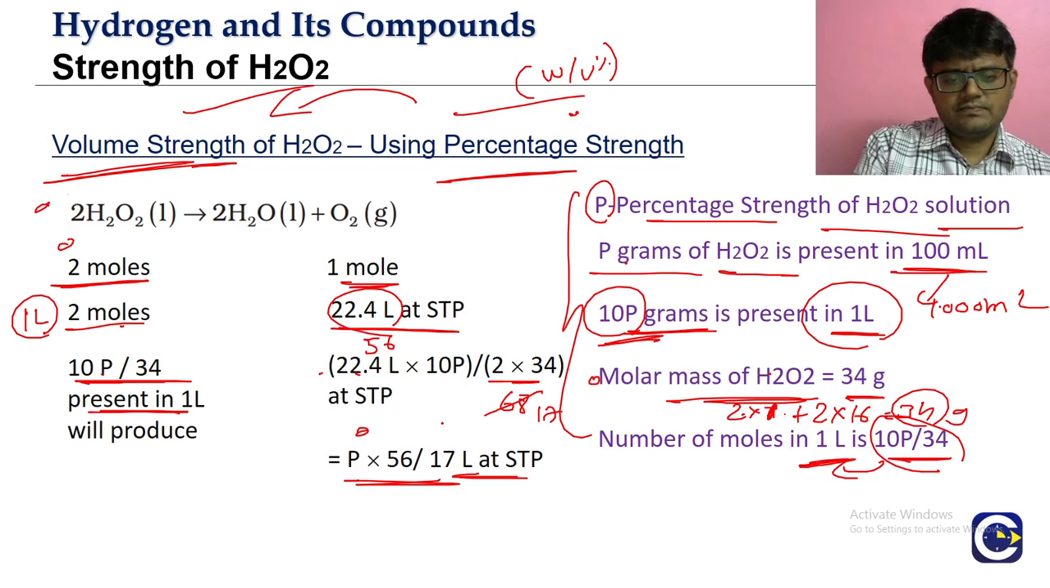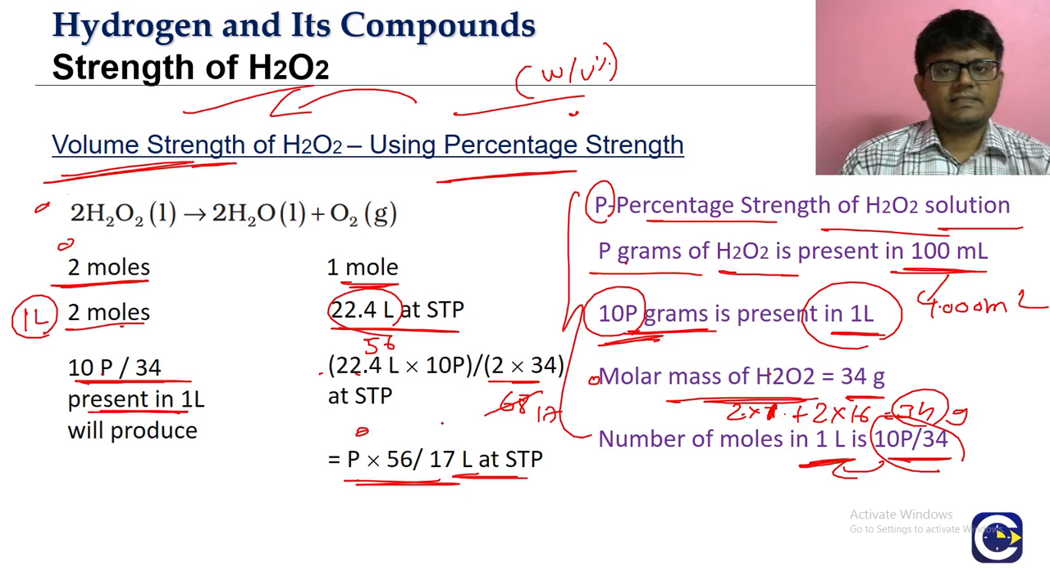Just proportion. After that only simplification. What is the amount? P into 56 by 17. Here we don't need to do the division and then simplify. Let us keep it as it is. We'll keep it as P into 56 by 17 liters. This much amount of oxygen is liberated at the STP conditions.